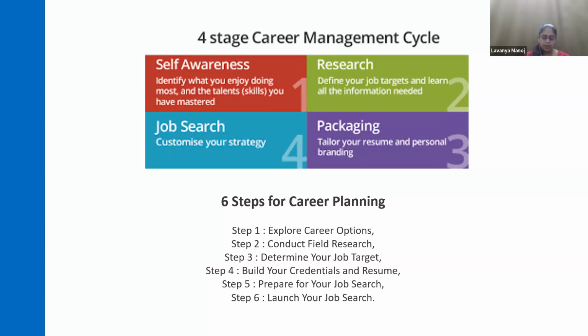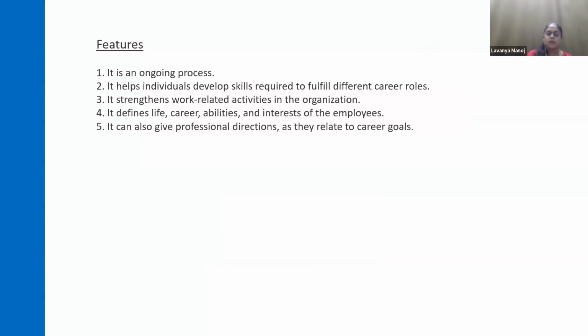So each and every individual has to analyze what their need is. Maybe because of various reasons, they might have chosen a particular field of study. But after completing the study and gaining some experience in the industry, any individual is open to select any type of career option. So it's an ongoing process.